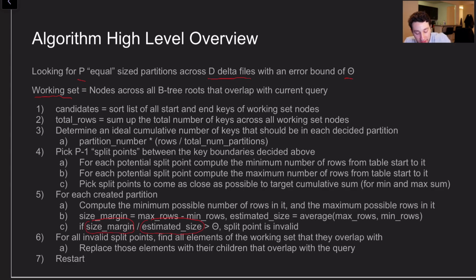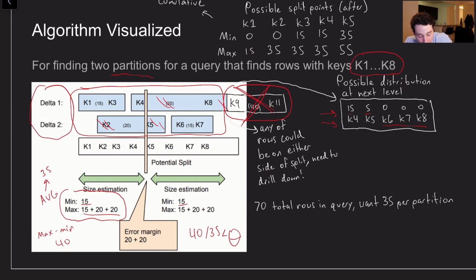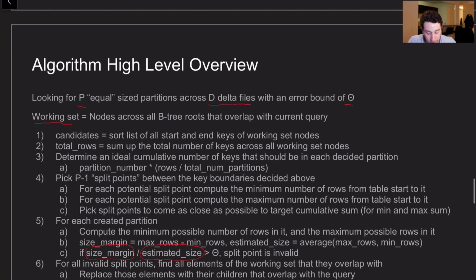Great. Now, the first thing that we do is we create a list of something called candidates. So to find our candidates, we sort all of the start and end keys of the working set nodes. So in this case, our candidates are going to be K1, K2, K3, K4, K5, K6, K7, and K8, because those are the start and end points of all of these nodes.